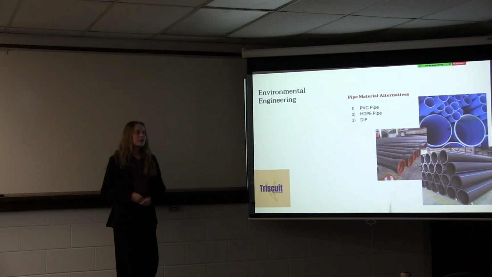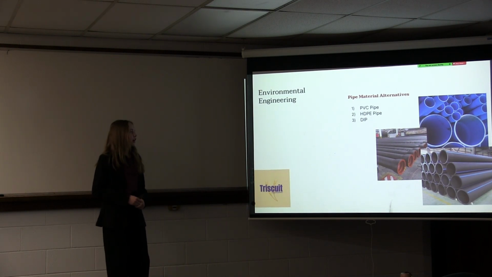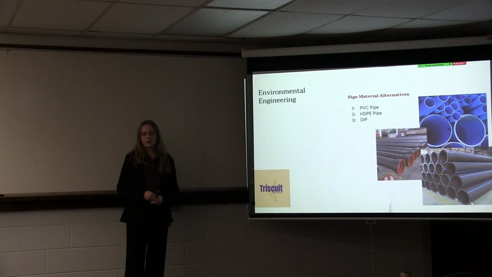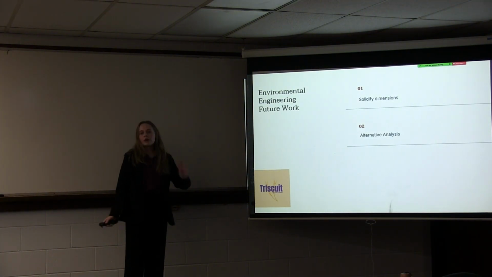So my first one is PVC pipe, and it's the blue pipe up there. It does actually have to be blue if it carries potable water in Indiana. And then I have ductile iron pipe, which is the left picture there, and then high-density polyethylene pipe, which is the bottom right picture. So where do I go from here?